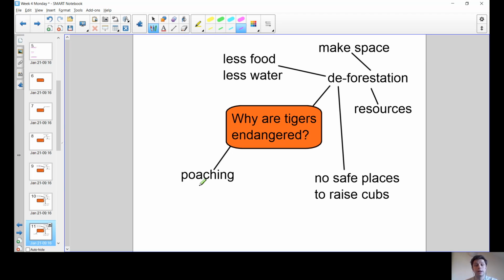The next problem is poaching. Now, poaching is a bit like hunting, but it's illegal. Now, it's illegal because tigers are endangered. You're not allowed to hunt them because there's not enough left. But people still do for a couple of reasons.